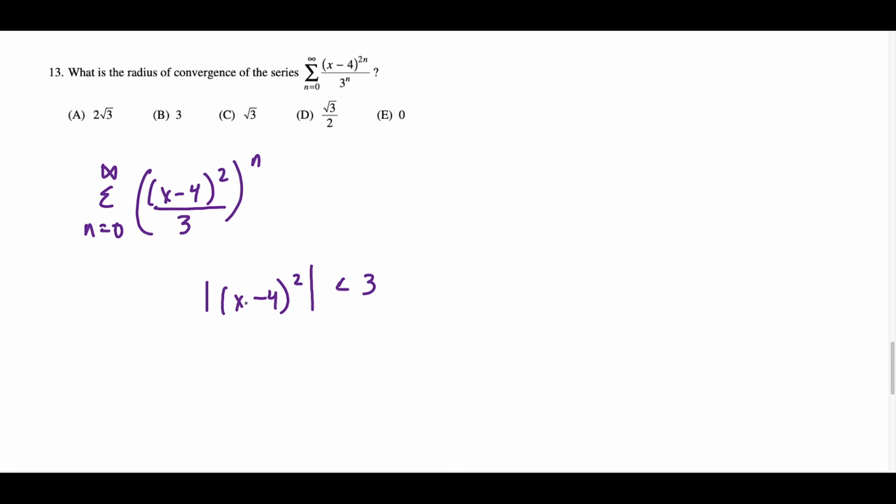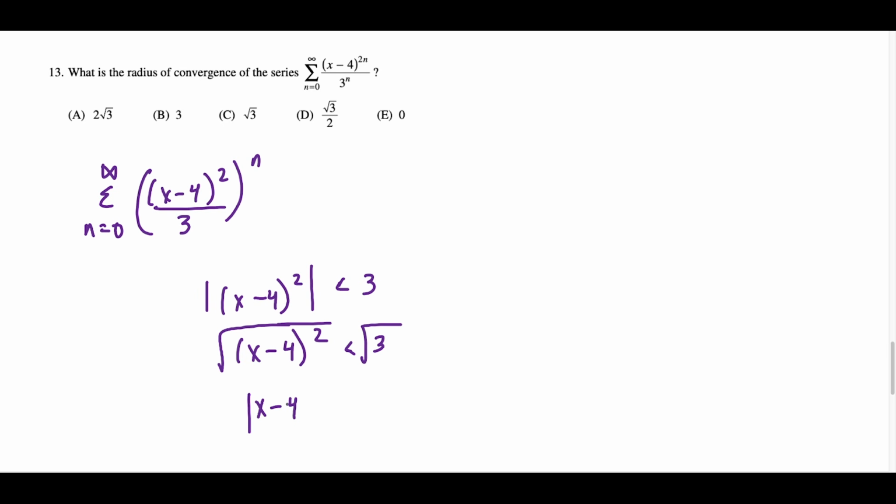But the idea behind this, x minus 4 squared is always positive or 0 when x is equal to 4. So I could just get rid of the absolute value here and write x minus 4 squared is less than 3. But then from this step, this is not in a proper form for us to be able to identify our answer, so I'm going to take the square root of both sides. And what I have is the square root of x minus 4 squared. Be careful. Don't say x minus 4.